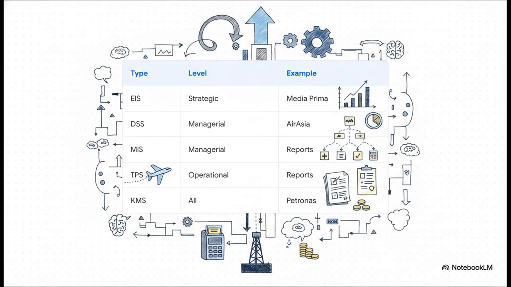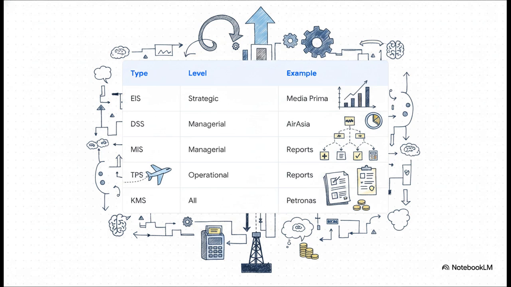At the operational level, you have transaction processing systems, or TPS. These handle high-volume routines. Think of a Maybank terminal swiping thousands of debit cards every hour. Moving up to the managers, Management Information Systems, or MIS, provide structured reports, while Decision Support Systems, DSS, use really complex analytical models.